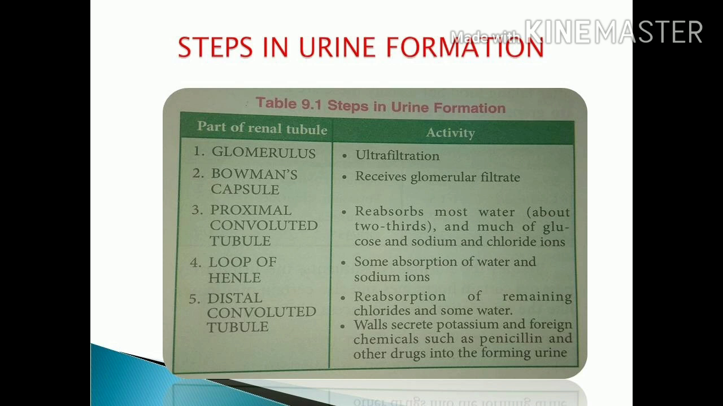In the diagram you can see the steps in urine formation. In the glomerulus, ultrafiltration takes place, and the Bowman's capsule receives the glomerular filtrate. In the PCT, reabsorption of water takes place, as well as glucose and sodium and chloride ions. In the loop of Henle, absorption of water and sodium ions takes place, and in the DCT, reabsorption of remaining chlorides and some water takes place, as well as secretion of potassium, and foreign chemicals are added to the urine.